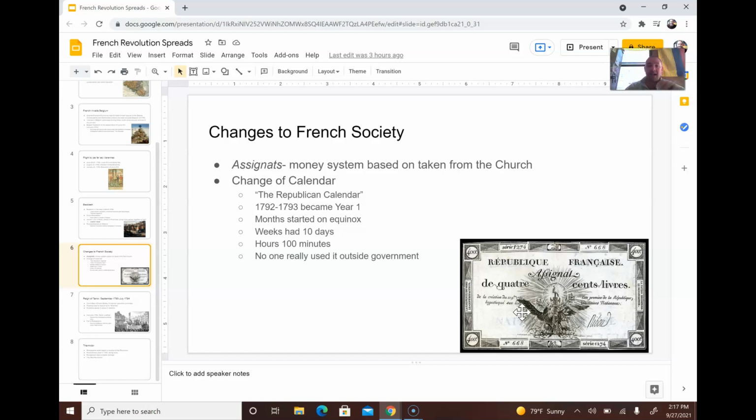Weeks had 10 days, hours had 100 minutes. It was the beginning of the metric system. Now, no one really uses this outside of the government. For the most part, the average people still use the old system of timekeeping.